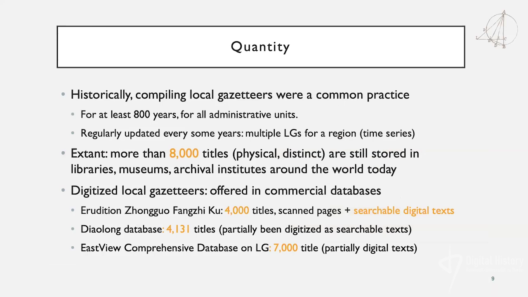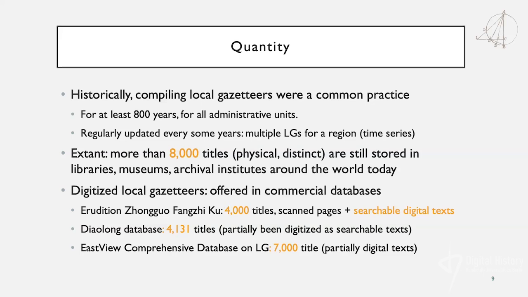And the other thing that is very unique for local gazetteers, and that is also why we are able to use local gazetteers to do this research, is the quantity of the historical gazetteers. So historically, compiling local gazetteers was a common practice for at least 800 years, and for all the administration units. And not even that, they were regularly updated every couple of years. We're talking about maybe 80 years, maybe a century, or maybe 150 years.